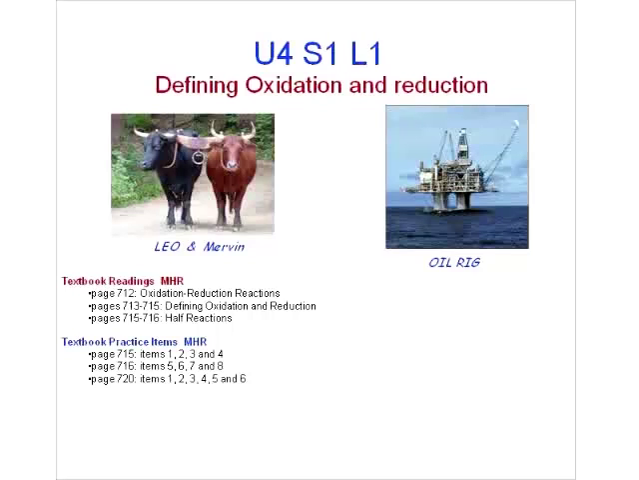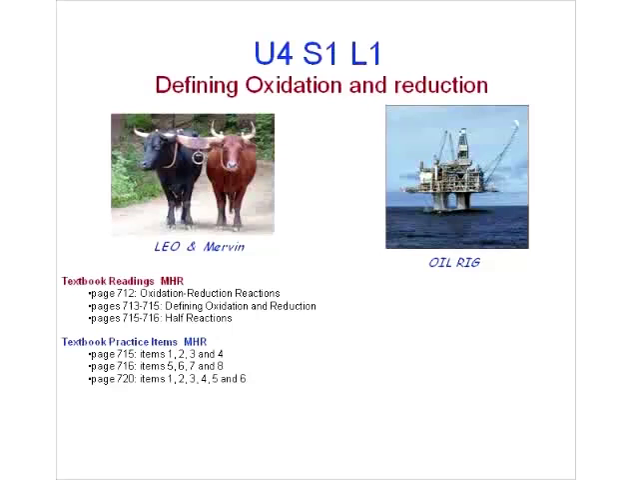This material is dealt with on pages 712 to 716 of your textbook. There's a few practice problems here, and we've got a couple images here. We've got Leo and Mervyn. Now, oxidation and reduction has nothing at all to do with Mervyn. But Leo is real important here because Leo is an ox, and that's going to make sense to you in a few minutes. We also have this Hibernia platform here, an oil rig, and that's going to have some meaning as well. All right, so remember Leo, forget Mervyn.